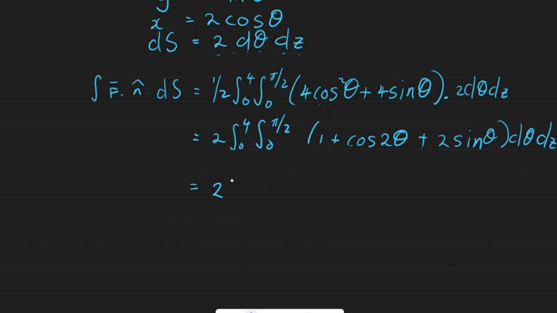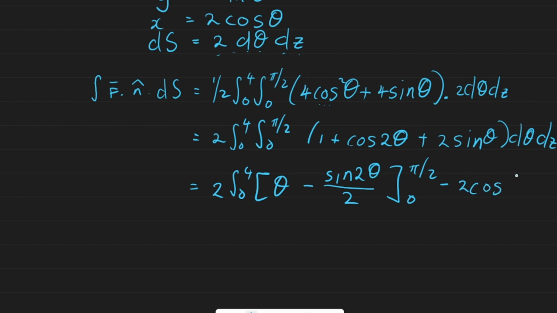So carrying on with that, integral of z from 0 to 4, and then we integrate this. The integral of 1 with respect to theta is just theta, minus sine of 2 theta divided by 2. That's what the integral of cos 2 theta is. So that's going from 0 to pi over 2. And then we have minus 2 cos theta, from 0 to pi over 2, then dz.